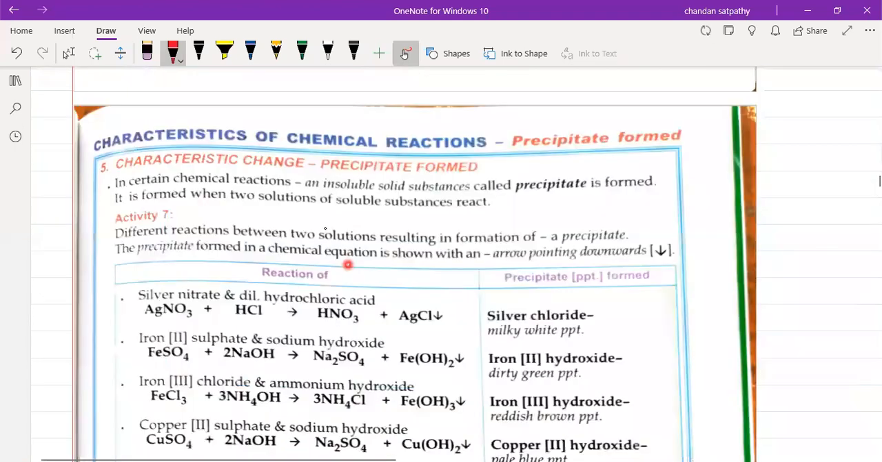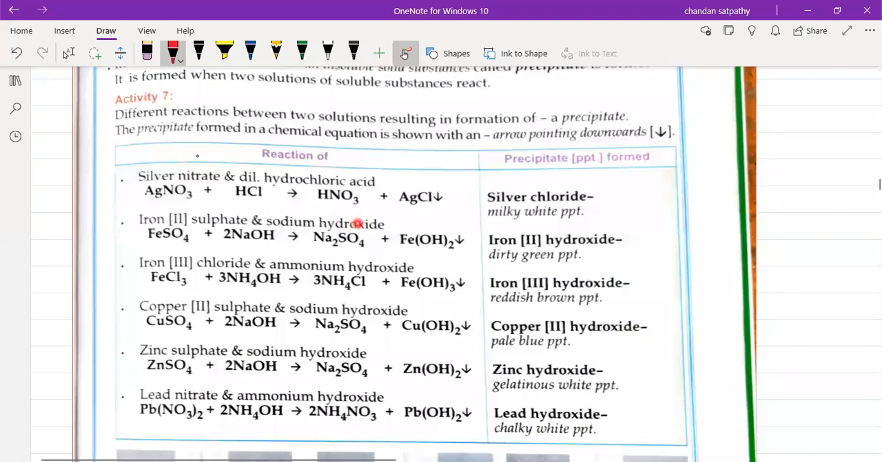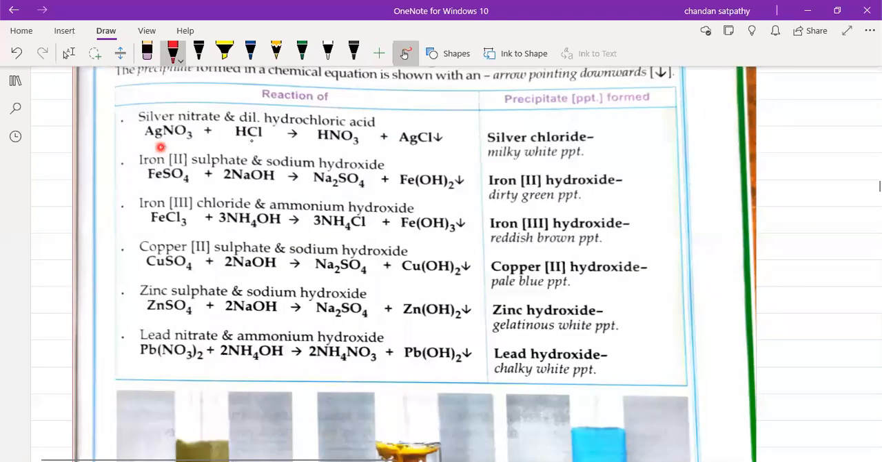Now the next characteristic is formation of precipitate. Now, what is a precipitate? In certain chemical reactions, an insoluble solid substance called a precipitate is formed. So a precipitate is nothing but insoluble solid particles. Whenever a solid particle does not get dissolved, it is called a precipitate. In some reactions, precipitates are formed, and by seeing the precipitates, we can know whether the reaction has started or not. For example, silver nitrate when reacted with hydrochloric acid forms nitric acid and silver chloride.